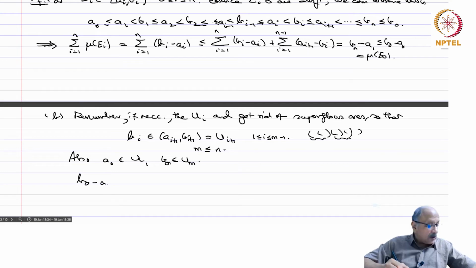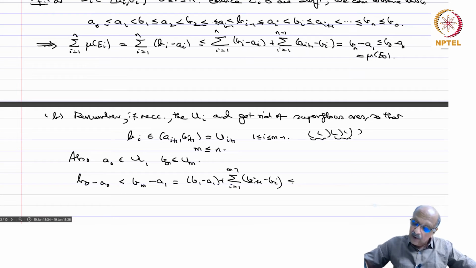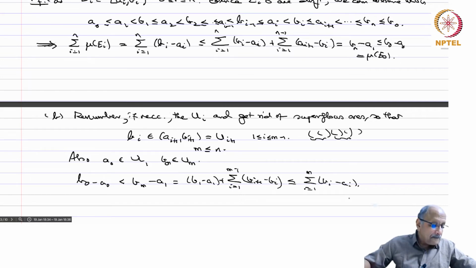So again, b naught minus a naught is less than bm minus a1, which is equal to b1 minus a1 plus sigma i equals 1 to m minus 1 bi plus 1 minus bi. So I am writing it as a telescopic sum, and that is less than or equal to sigma i equals 1 to m of bi minus ai, because you have that bi is contained in ai plus 1. Okay, so that is why you get this, and therefore that proves this theorem.